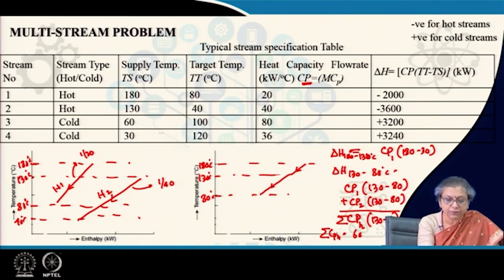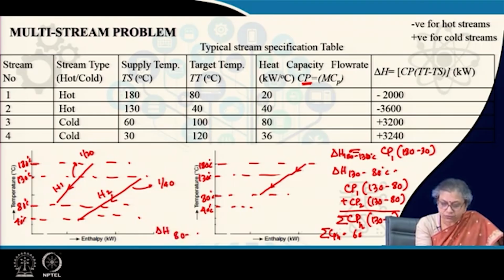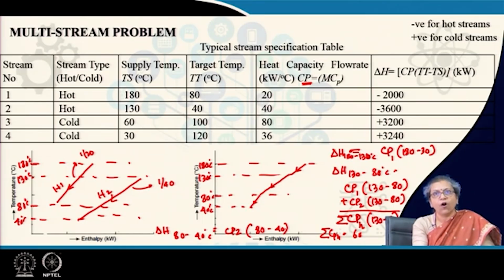Suppose I take it up from 80 to 40, then what do I get? For this particular portion from 80 to 40, what is there, you tell me. From 80 to 40 only stream 2 is there, stream 1 is not there. So, therefore, delta H from 80 to 40 degree centigrade will just be Cp2 into 80 minus 40. So, therefore, for this particular case again I draw the hot curve.